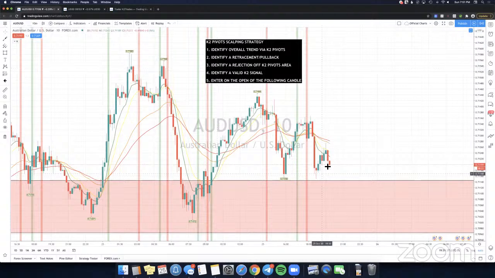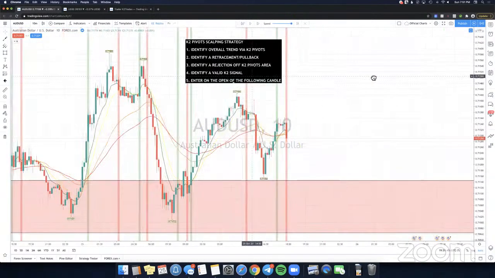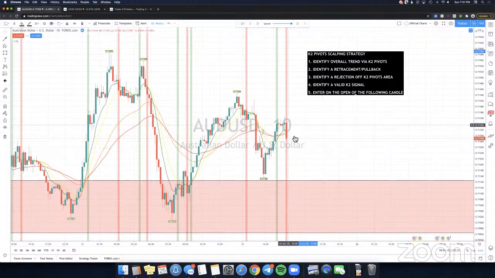So right here, I wouldn't have taken this because it wouldn't be a valid signal. There'd have to be an overall trend. If you rewind to that specific price point, you can see that the price barely went below the pivots, but it's not a clear trend. Like this would be a clear trend up. This would be a clear trend down. This would be a clear trend up. But this wouldn't be a clear trend in either direction. So this wouldn't qualify, and since the first requirement hasn't been fulfilled, there's no entry there.